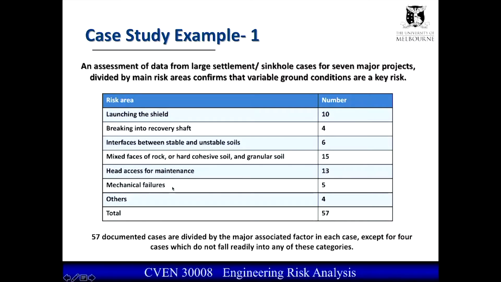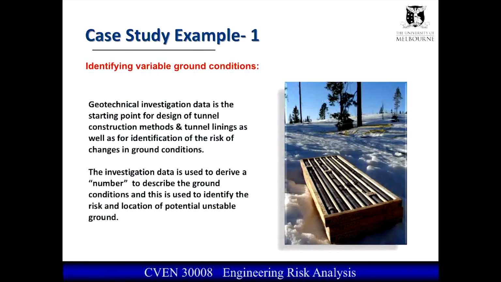Then there are the mechanical failures, where somebody's been doing some repair work on the machine somewhere and some accident or issues have arisen, and then these others. So you can see that's a way of trying to get some analytical data to assess the risks. But for unstable ground, the best way to get a handle on that is to look at the ground itself.